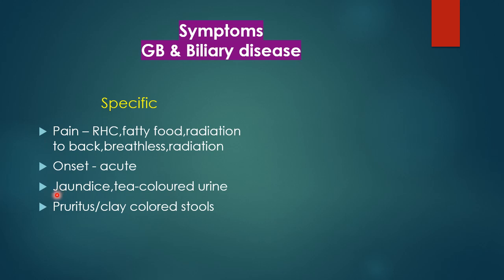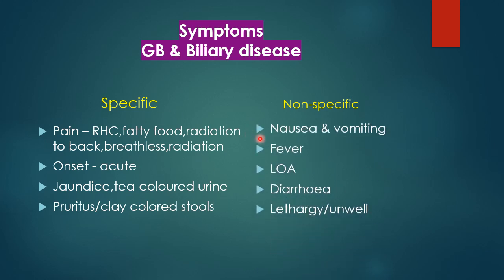Other symptoms include jaundice, yellowness of the skin, and tea-colored urine. These are other complications. Then you can also have pruritus due to obstructive jaundice, and clay-colored stools, also due to obstructive jaundice. The non-specific symptoms are nausea and vomiting, fever, loss of appetite, diarrhea, lethargy, and feeling generally unwell. These are called non-specific because they occur in most abdominal conditions, not specific for gallbladder and biliary diseases.